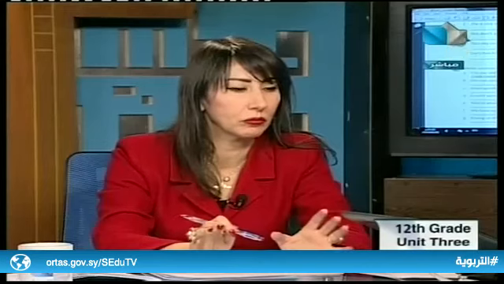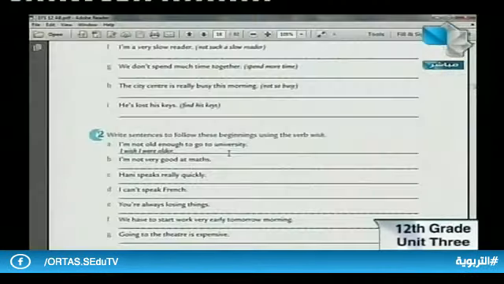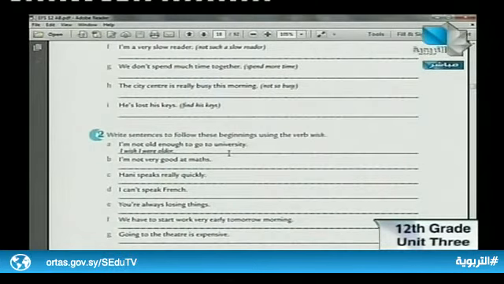Exercise 2: Write sentences to follow these beginnings using the verb wish. Here, the student is free, not given any obligation. He is free to write wherever he likes. The first one is done: I'm not old enough to go to university. I wish I were older, you see.